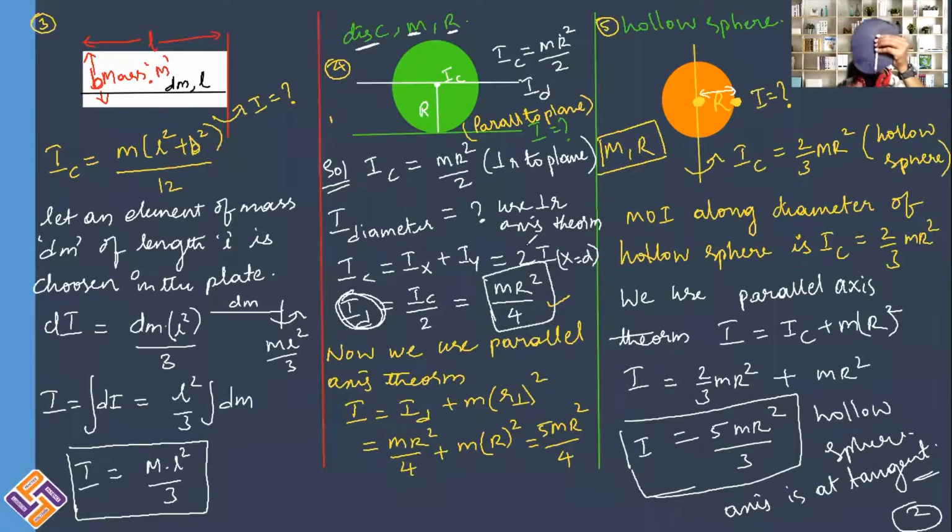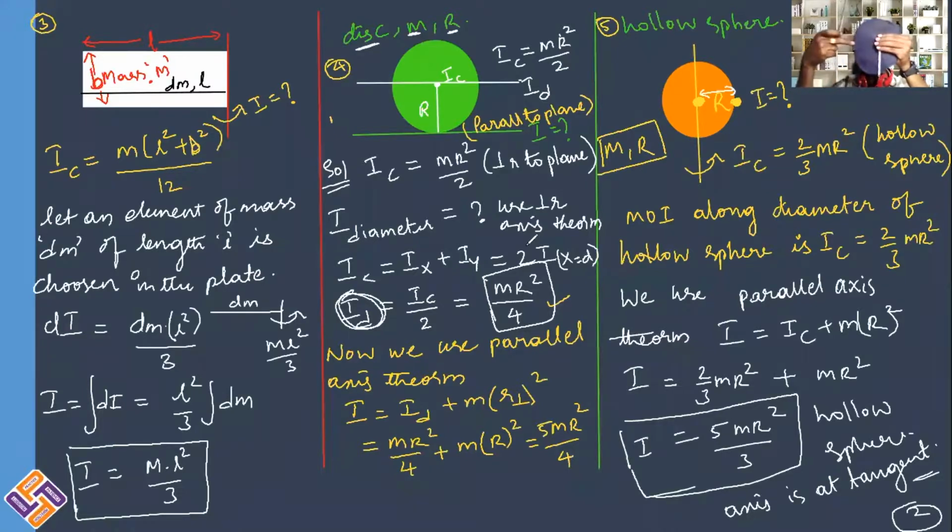Now this axis has moment of inertia mr square by 4. This axis we have moment of inertia mr square by 2. This axis we have moment of inertia mr square divided by 4. This axis we should find out moment of inertia. For that I will use the parallel axis theorem. This is I, this is IC. I is equal to IC plus m perpendicular whole square.